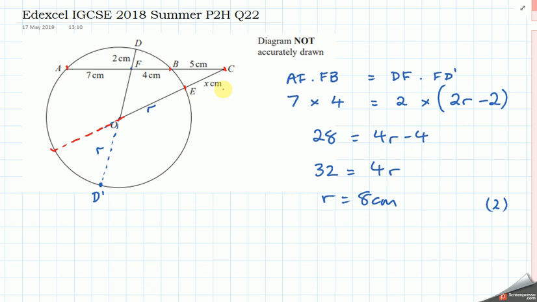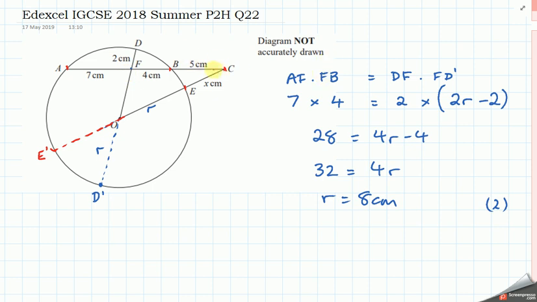Why is E to O a chord? E to O, I said all the way through, and I've extended it out as a chord. Oh, yeah. So the chord is actually a diameter, but a diameter is just a special chord. So now we can actually do the same ruling.